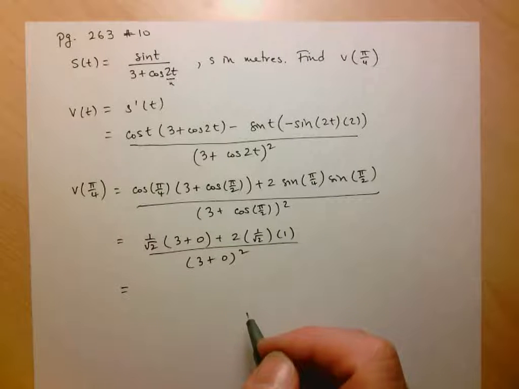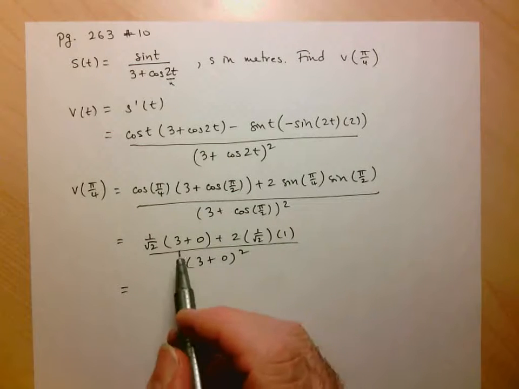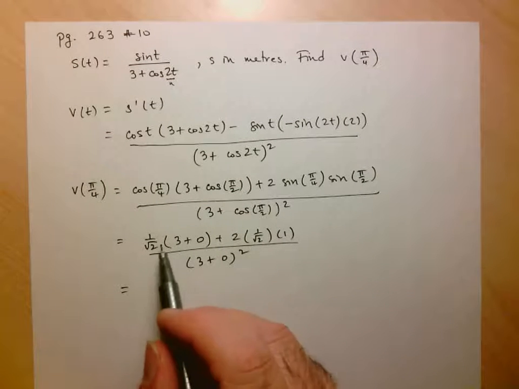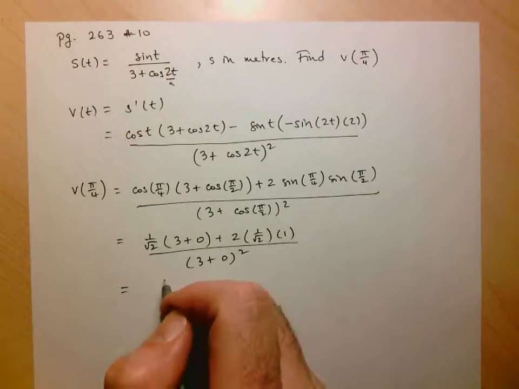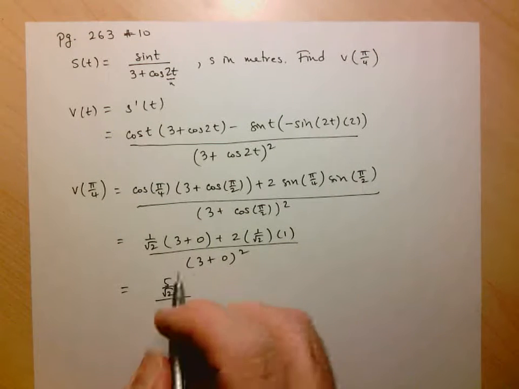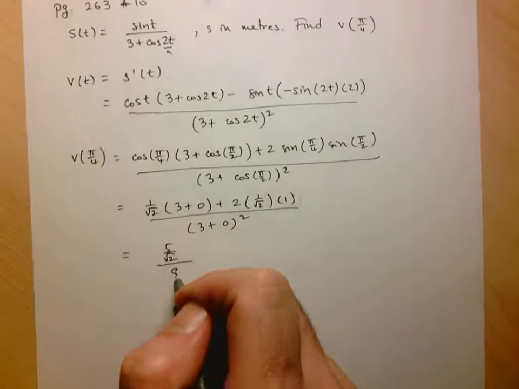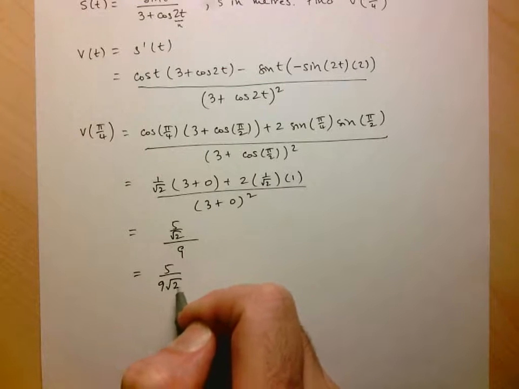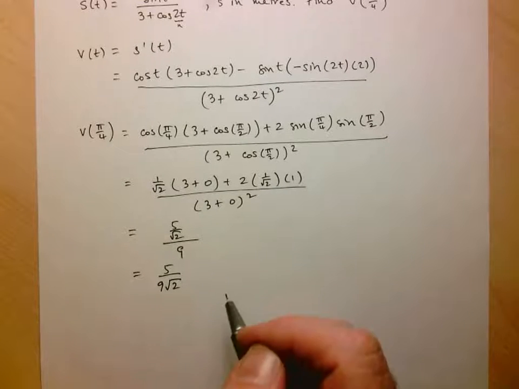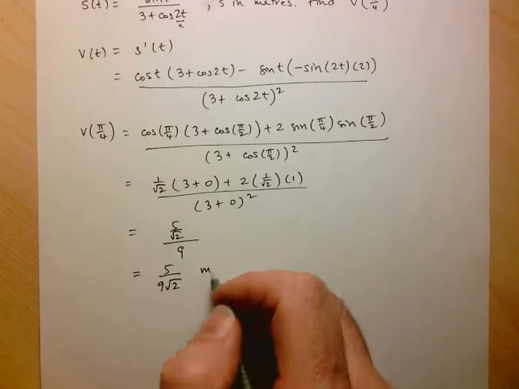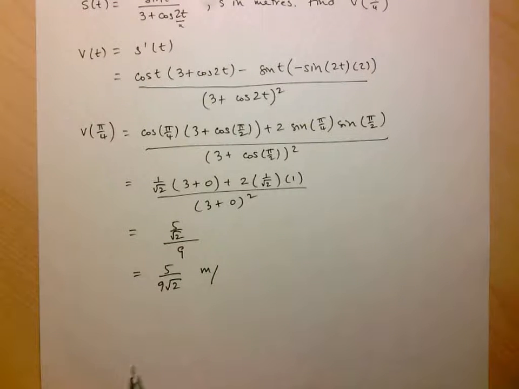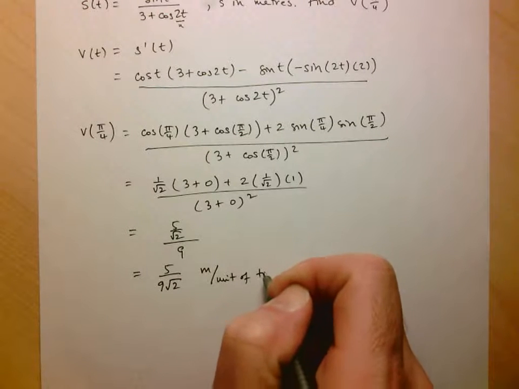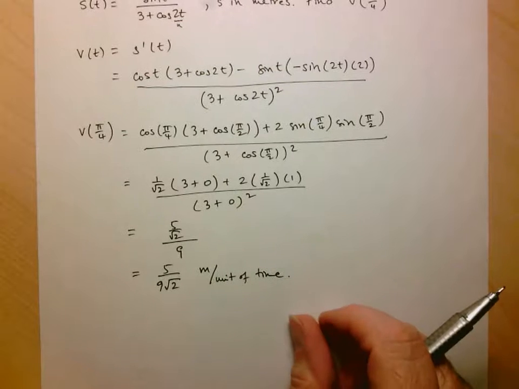And so in the end we've got a pretty easy thing to solve. Here I've got 3 over root 2 plus 2 over root 2, which is 5 over root 2, and all that is over 3 squared, which is 9. So in the end we have 5 over 9 root 2, and here again they tell us that it's meters, but we don't know what the time units are, so we'll have to say meters per unit of time. And that gives us our answer.